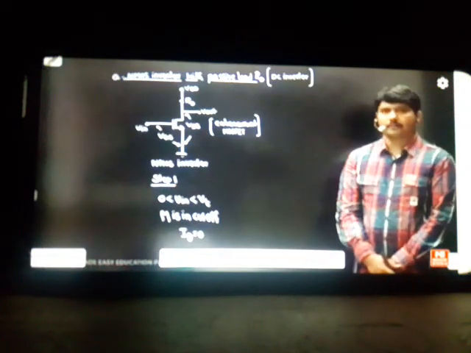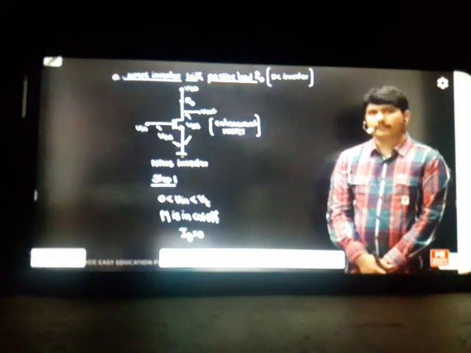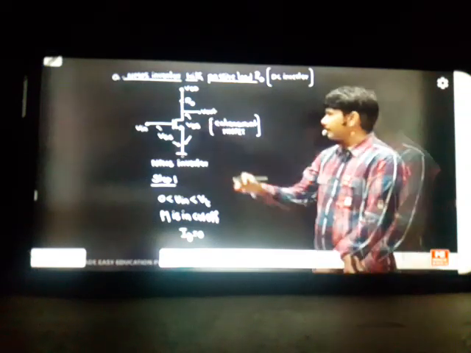If M is in cutoff, can I say that your ID current will become 0? That's a very common sense point. Your MOSFET will be cut off for VIN between 0 and VT, so no current will flow, because it is working as an open switch. When the ID current becomes 0, this is your ID. If ID becomes 0, what is the output here? VOUT is VDD minus ID times RD. Here ID is 0, so it is VDD minus 0. So VOUT will become VDD.